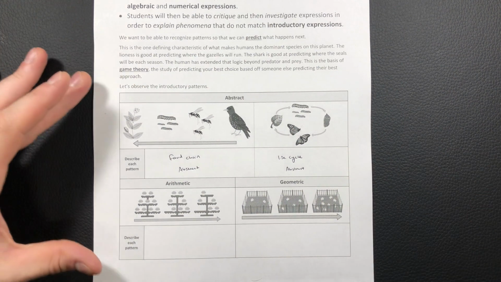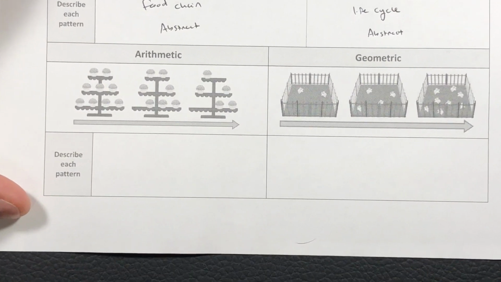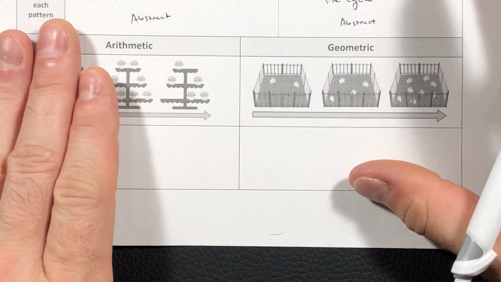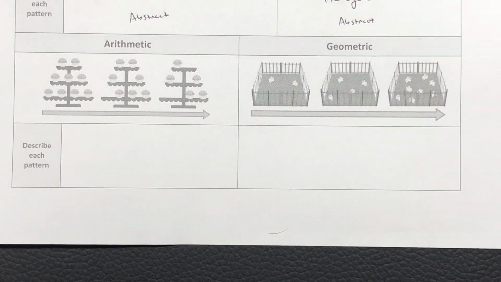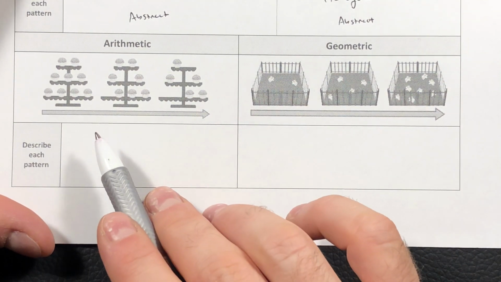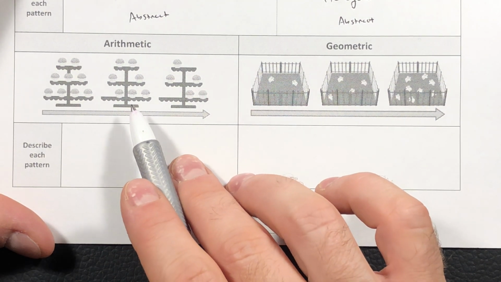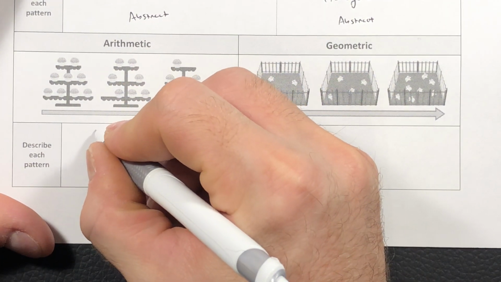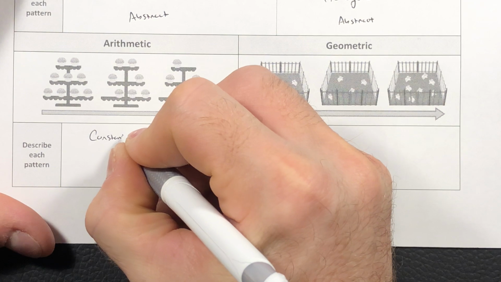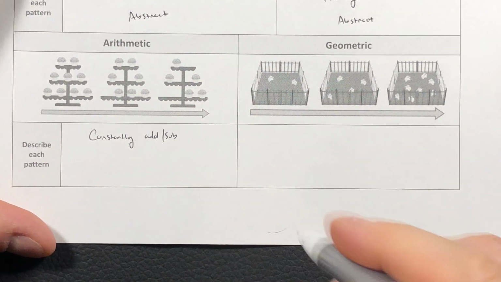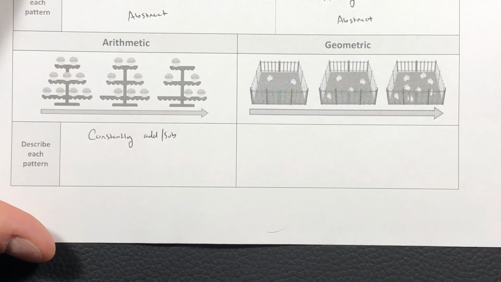Okay, perfect. And let's zoom in just a little bit on these bottom things right here. Our other two types of patterns, and we're going to spend most of our focus on these two, are an arithmetic pattern and a geometric pattern. Arithmetic is going to be something where we have a constant addition or subtraction. So we are constantly either adding or subtracting.